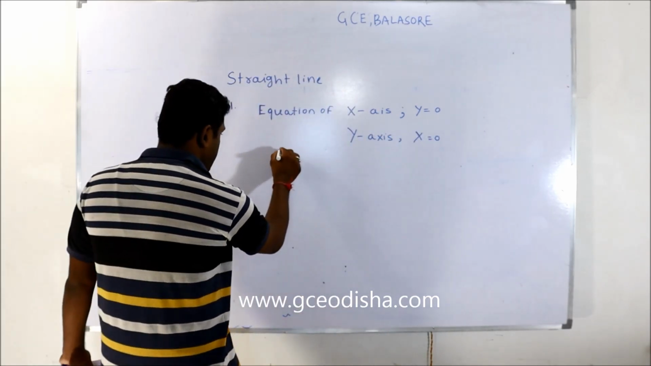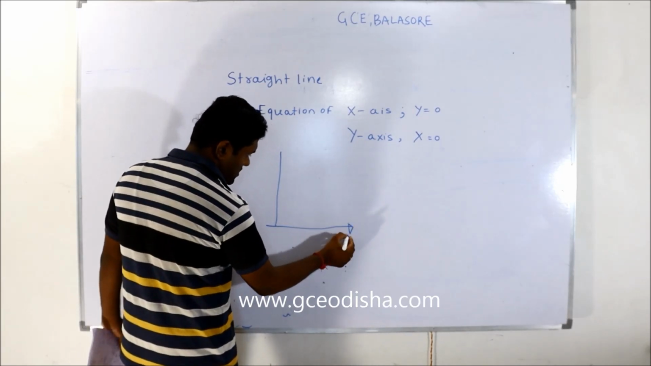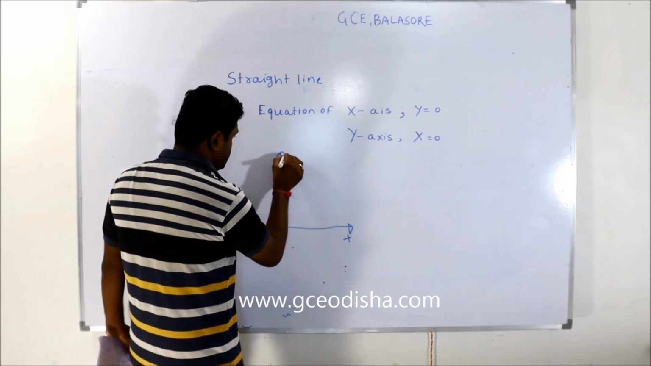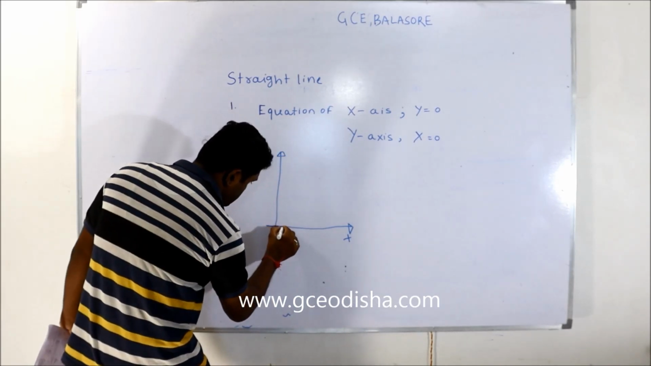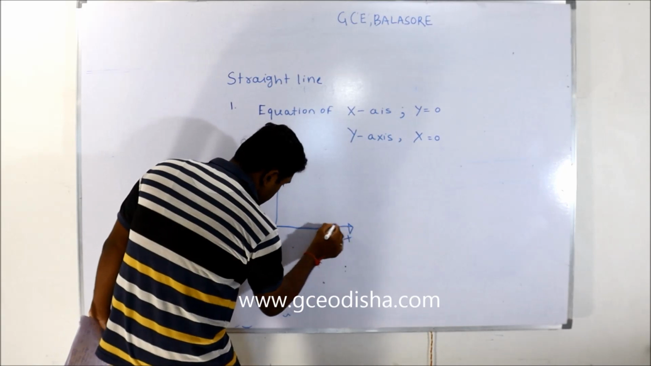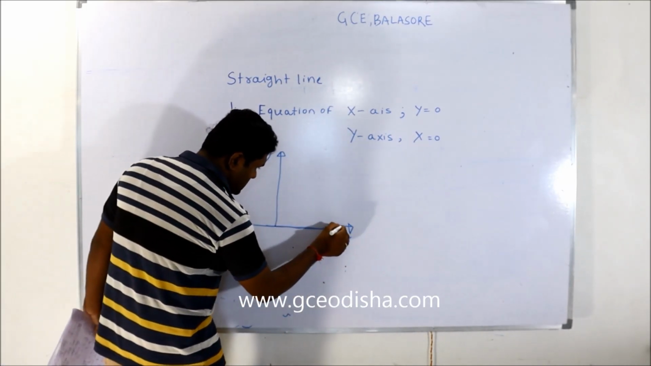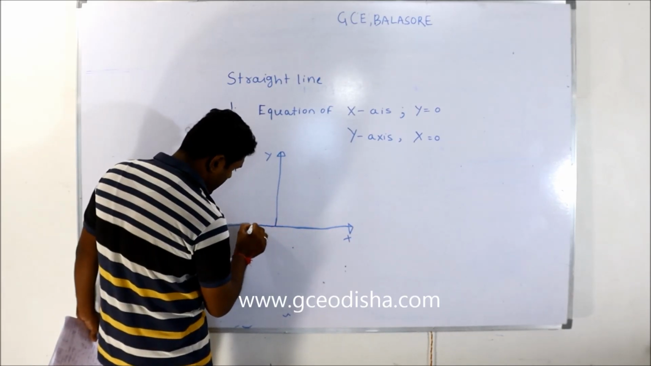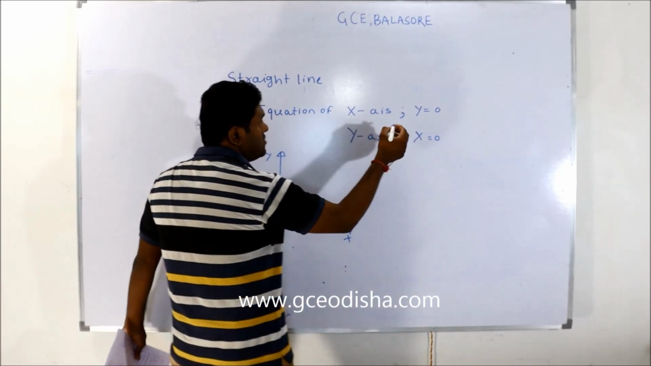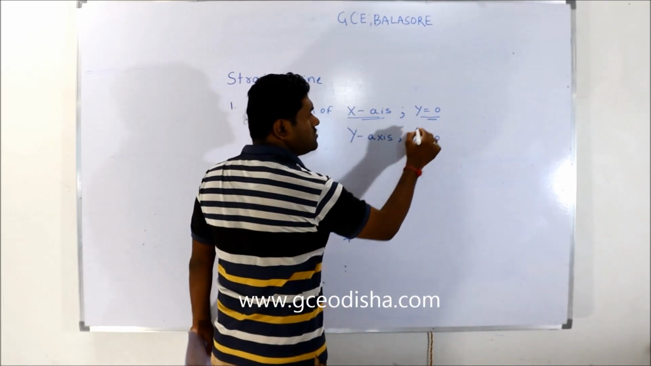How can you know that? Draw the Cartesian diagram. This is the x-axis, in any direction, either this direction as well as this direction. Here y units is 0, there is no y unit, y is 0. That's why this is called equation of x-axis. This is y is equal to 0.